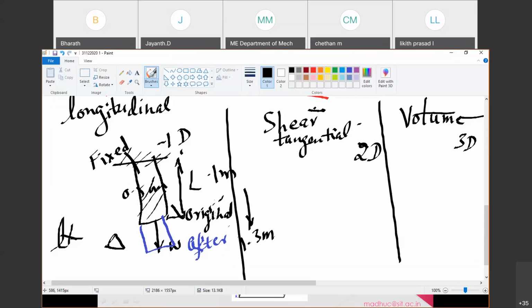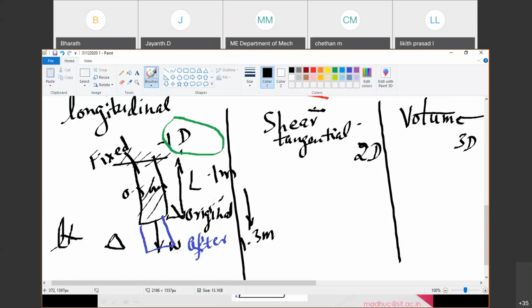But when it comes to the length, there is a considerable amount of change. That is why I called it 1D. 1D means there is a significant change in only one of its dimensions, instead of all the dimensions. So this is called longitudinal stress. That means your force is only in one dimension.